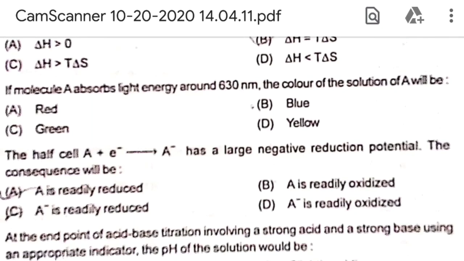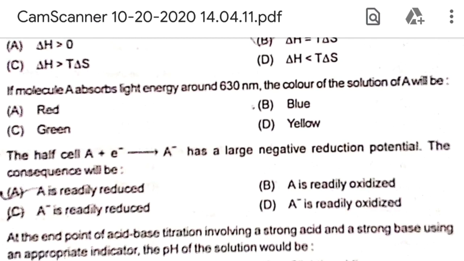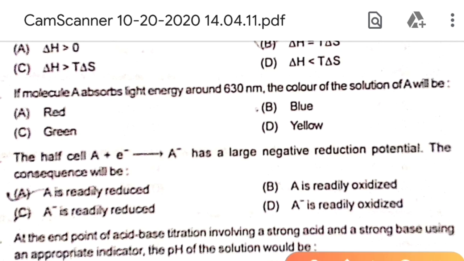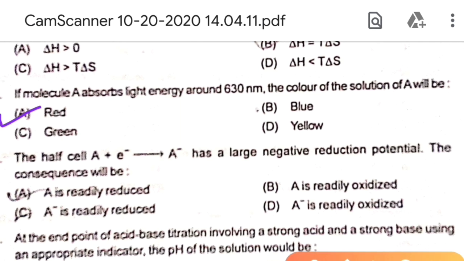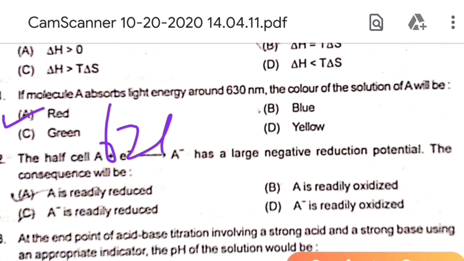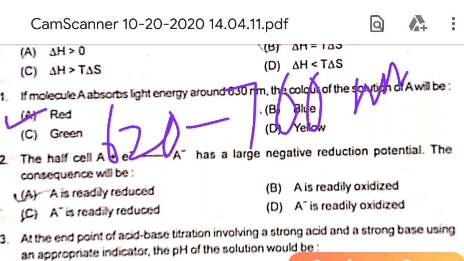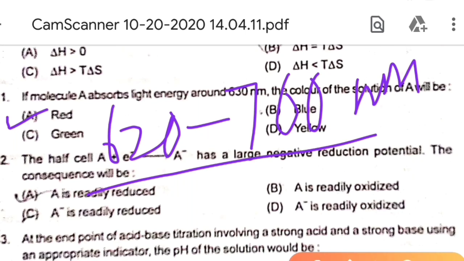Question number 41. If molecule A absorbs light energy around 630 nanometer, the color of the solution of A will be. Okay, the correct answer for this particular question is A, because red light has longer wavelengths and its range is from 620 nanometer to 700 nanometer. So 630 comes in this range, so red will be the correct answer.